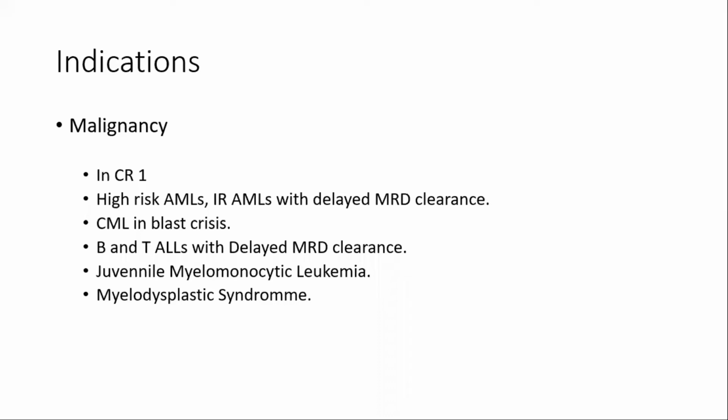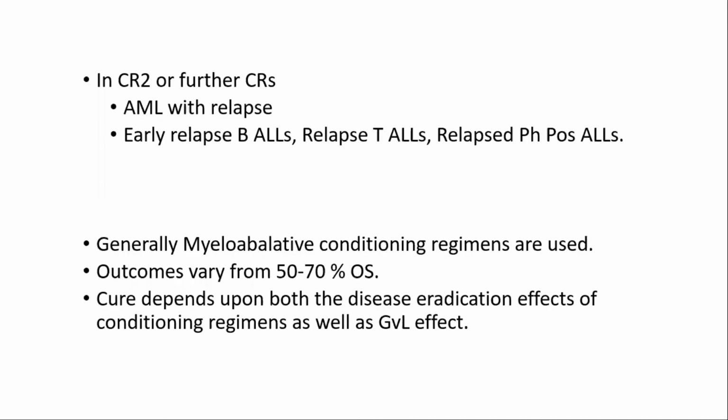So in malignancy, in like CR1, we have high risk AMLs, intermediate risk AMLs with delayed MRD clearance, or a CML in blast crisis, or high risk B-ALLs who have delayed MRD clearance, a JMML or an MDS. In CR2 or further complete remissions, any AML with a relapse or early relapse B-ALLs or relapsed ALLs or any relapse of a pH positive ALL.